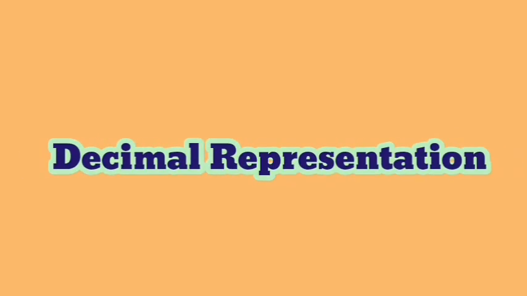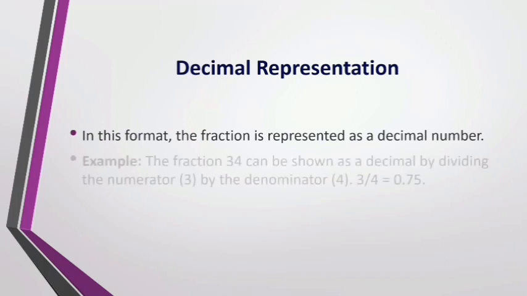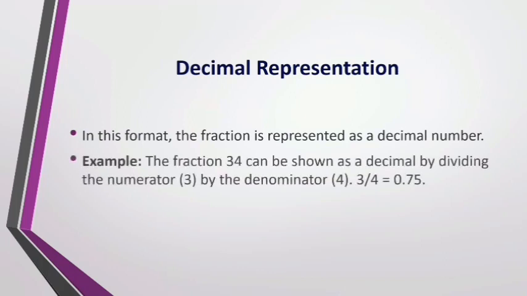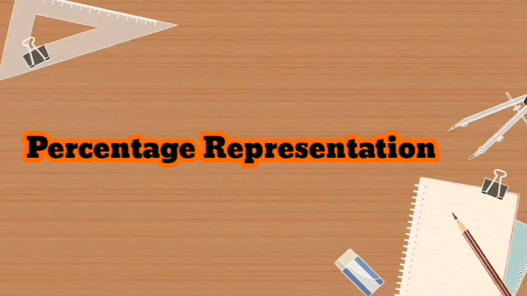Now the second way for the representation is decimal representation. In this format, the fraction is represented as a decimal number. For example, the fraction 3/4 can be shown as a decimal by dividing the numerator 3 by the denominator 4. So you will divide 3 by 4, so it should be 0.75. Thus, in the decimal representation, 3 by 4 is written as 0.75.